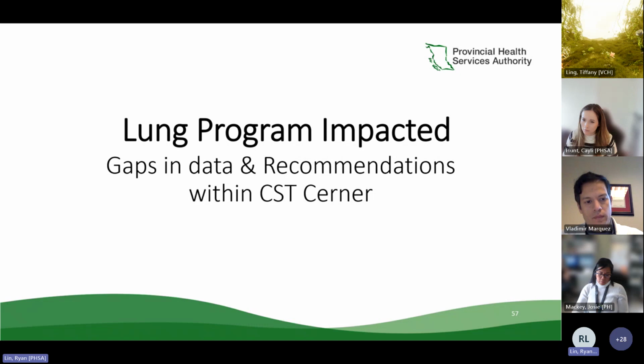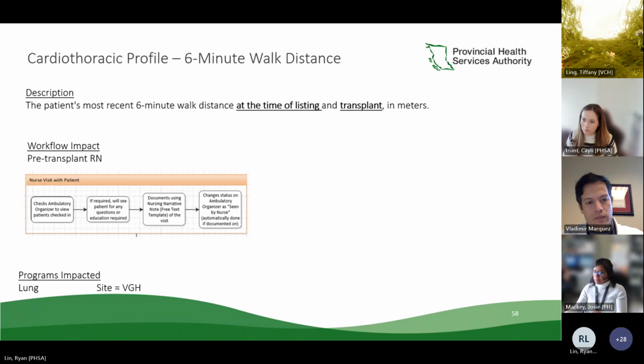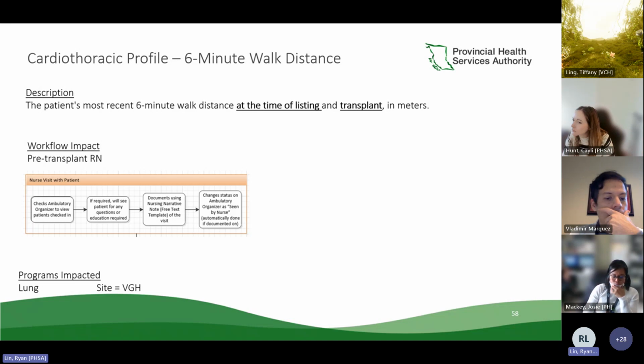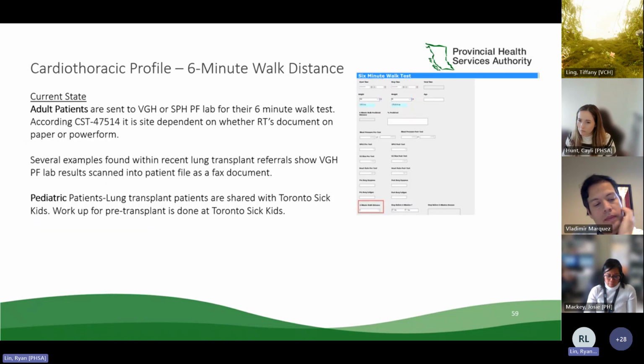And finally, we have lungs. So first item would be cardiothoracic profile for the 6-minute walk distance. What CIHI is looking for here is the patient's most recent 6-minute walk distance at the time of listing and transplant in meters. We're expecting this to impact the pre-transplant nurse in terms of documentation and changes. So for this here, we found that adult patients are sent to the pulmonary function labs at VGH or St. Paul's for their 6-minute walk test.